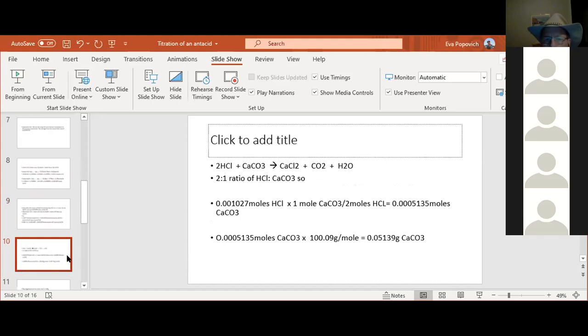I have to remember, there's a 2-to-1 ratio. So if I have 0.001027 moles of HCl, there's a ratio of 1 to 2 of calcium carbonate to HCl. So this means I have 0.0005135 moles of calcium carbonate. I've got the moles of calcium carbonate. I can find the grams of calcium carbonate by multiplying that by 100.09. This gives me 0.05139 grams of calcium carbonate.